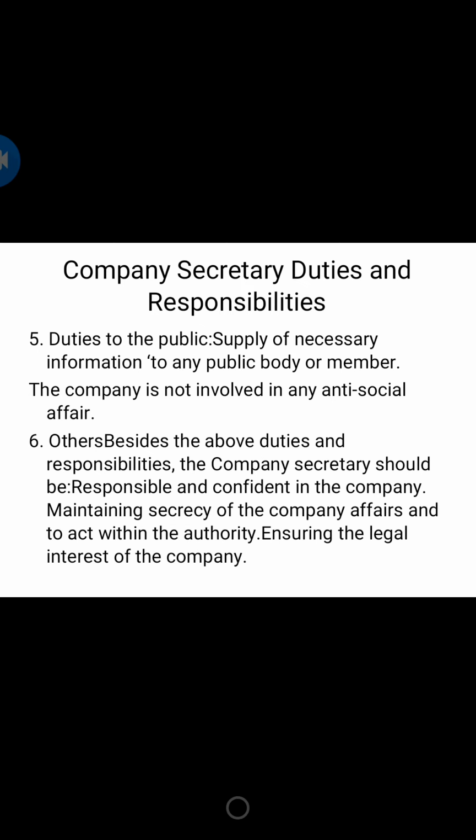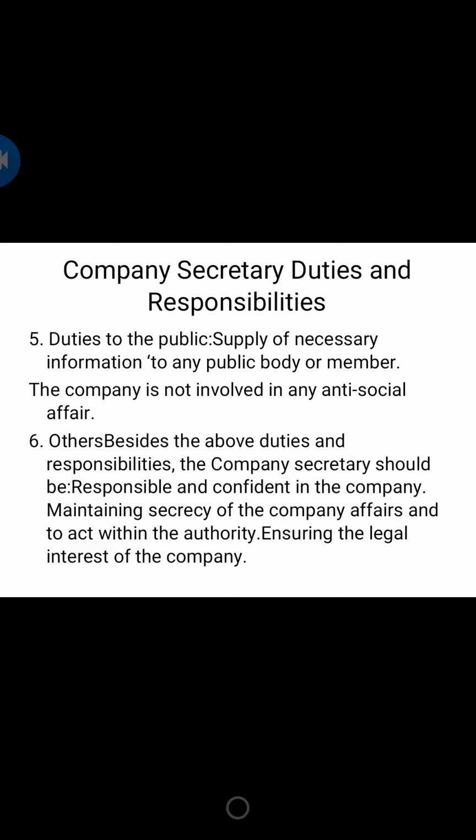The next, duties towards the public. It is very simple here. You are going to show the public that your company is not involved in any illegal activity or anti-social affairs. As you have a right to blow the whistle, right? Your company is not doing anything anti-social, and you have to prove it to the public.